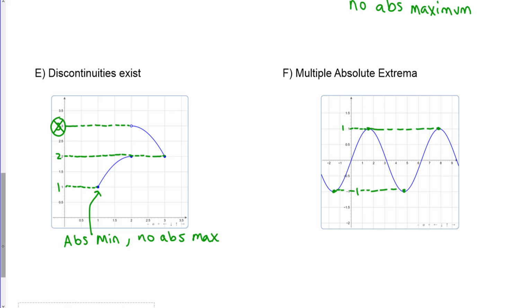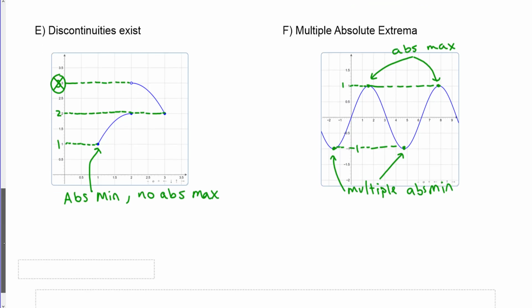So in this case we do have multiple absolute minimums, which you could just call each one the absolute minimum. It doesn't make a difference. And then here we have multiple absolute maximums. All right, so it's a rare case, but it can occur, so I wanted to show you an example of when that might happen.